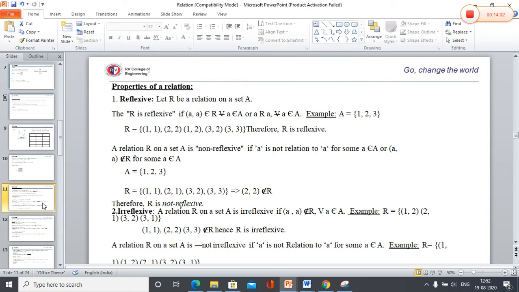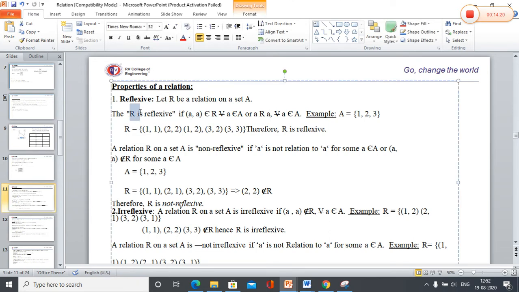Now the next topic, which is very important, is properties of relation. The first property of relation is reflexive. So what is the reflexive property? See, these conditions you have to remember. The reflexive property says that if R is a reflexive relation, then (a, a) belongs to R for each a belonging to capital A.